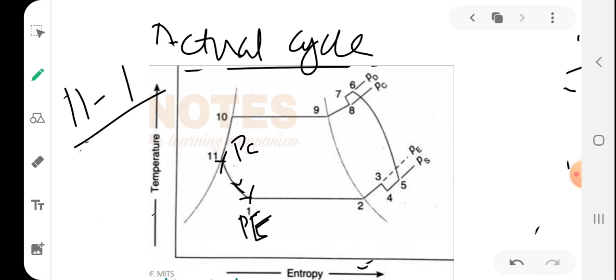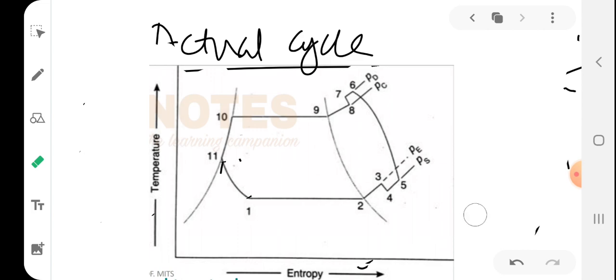So this is the actual cycle. This represents the actual cycle for a vapor compression system. All the other cycles we have learned are just theoretical cycles.